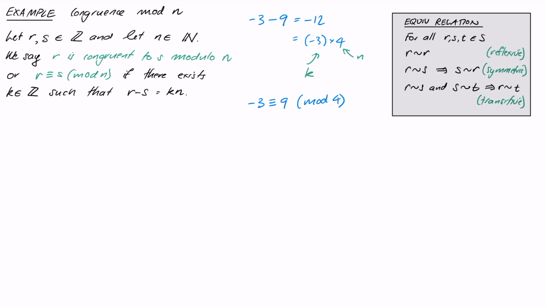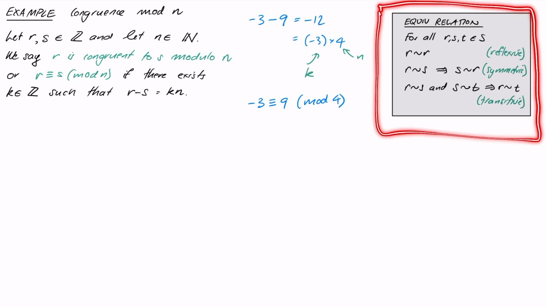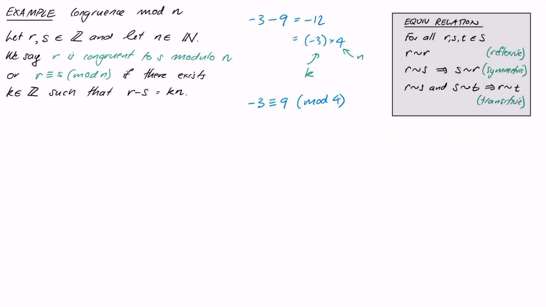Right, so we're going to show that congruence mod n, no matter what n is, just for a fixed n, is an equivalence relation. So just a quick reminder, we've got these equivalence relation properties here, just summarized. So we need to show that this operation is reflexive, symmetric, and also transitive. So we'll start with reflexive. Let's see what that means in the context of our problem.